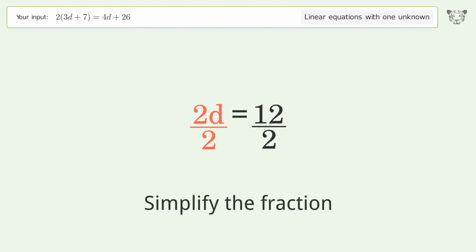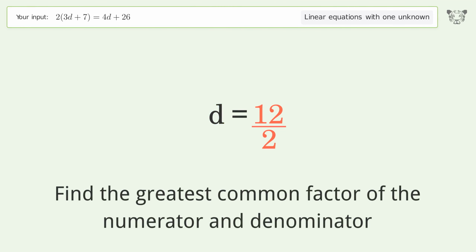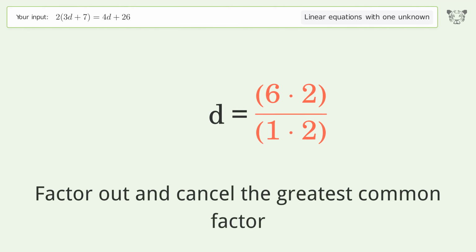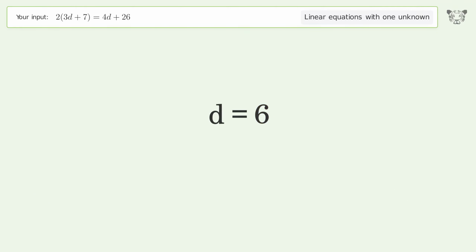Simplify the fraction. Find the greatest common factor of the numerator and denominator. Factor out and cancel the greatest common factor. And so the final result is d equals 6.